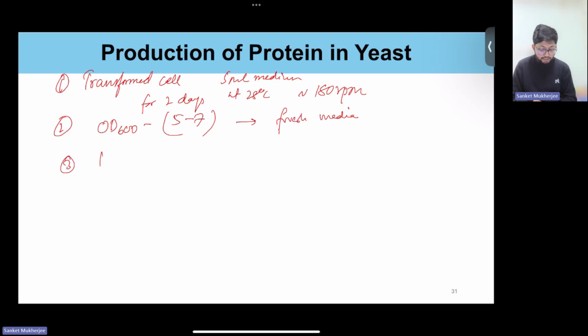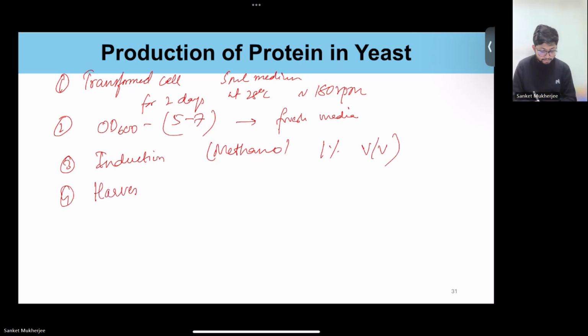Then there is induction. In this case, induction is done using methanol, 1% volume by volume, because these are methylotrophic. Most probably they have methanol oxidase as an inducible promoter. And then we harvest the cells and do SDS-PAGE for identifying whether our protein is present or not.